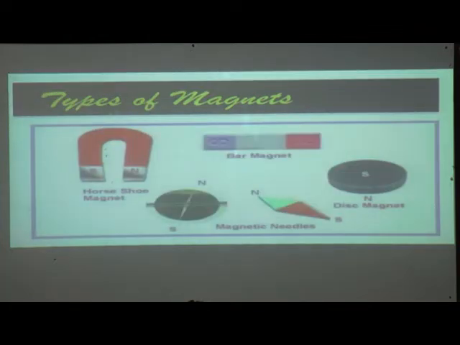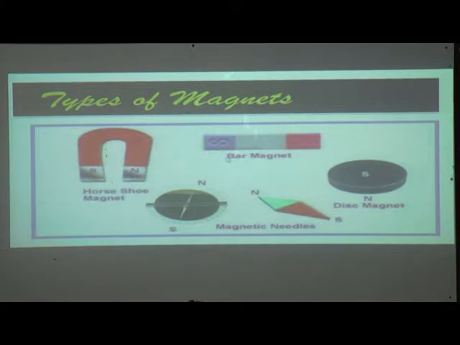Now next, types of magnets. Here you can see this is a U-shaped magnet. It is also known as a horseshoe magnet. Have you ever seen a horseshoe, how it looks? So it looks like this. Okay, like U-shaped. So that is why it is named a horseshoe magnet. So this horseshoe magnet is having a south end and it is also having a north end.